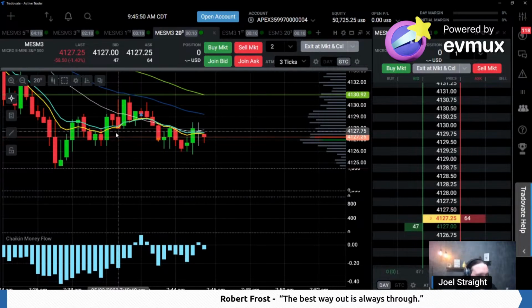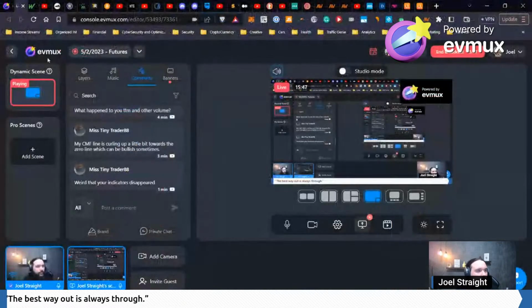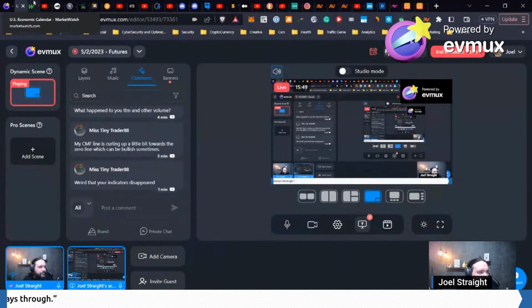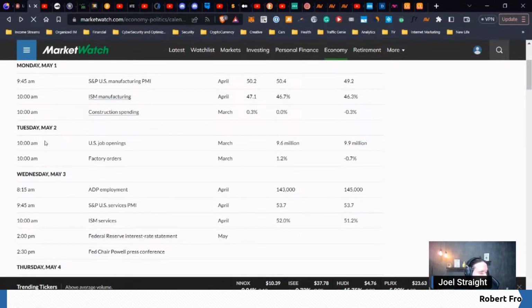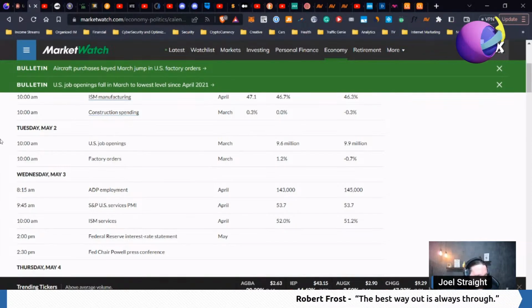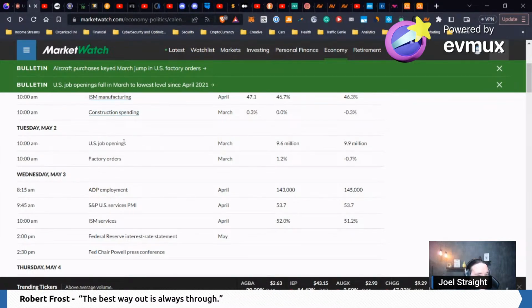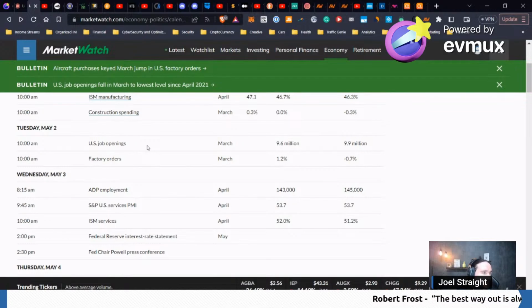Market's pulling back pretty heavily today, down $58 on the day for the ES. I kind of look at the ES a lot of times as the market as a whole. Today we had job openings and factory orders. There's still no information on Market Watch on the job orders. They've been late on these. They used to update these within minutes.